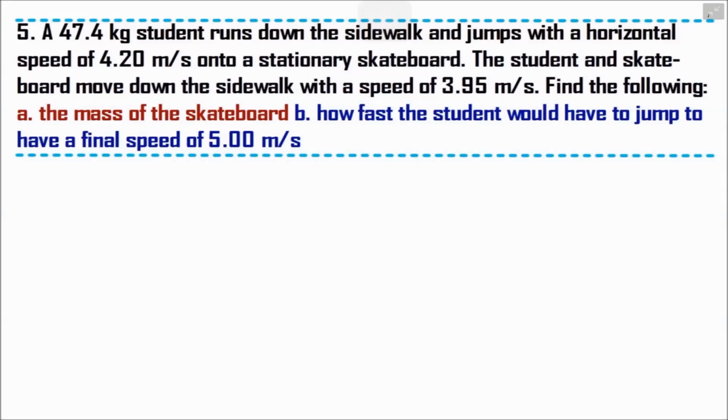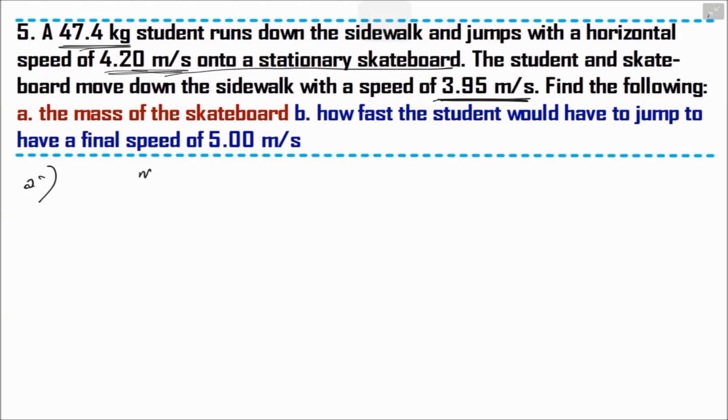Hello, welcome everyone. In this question it says a 47.4 kilogram student runs down the sidewalk and jumps with a horizontal speed of 4.2 on a stationary skateboard. Stationary skateboard, that's important. The student and skateboard move down the sidewalk with a velocity of 3.95 meter per second. So this is the final velocity. Find the following: the mass of the skateboard at the A, it's asking.